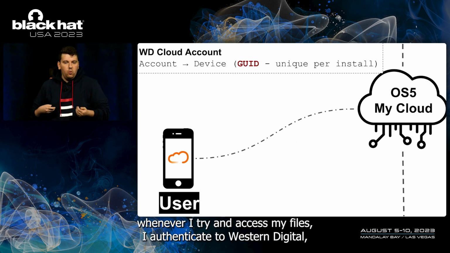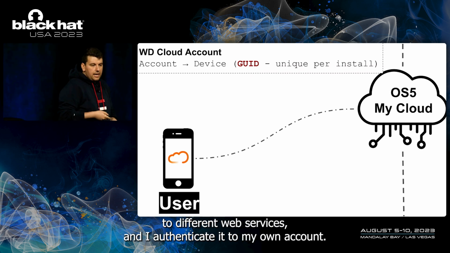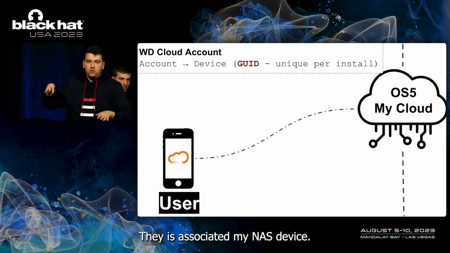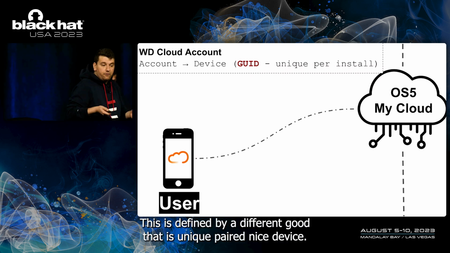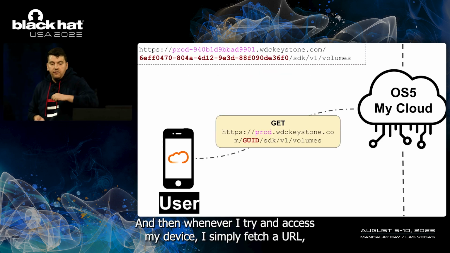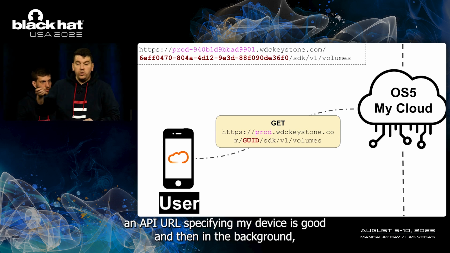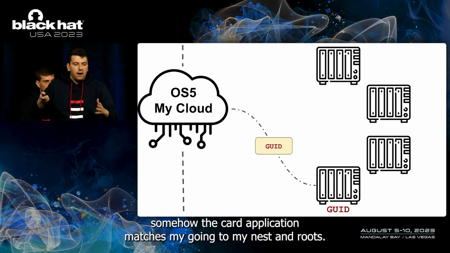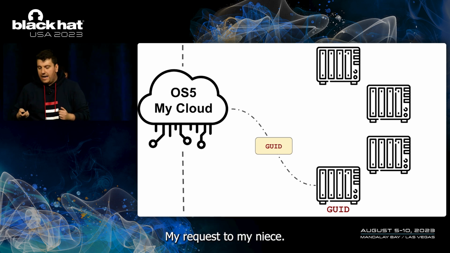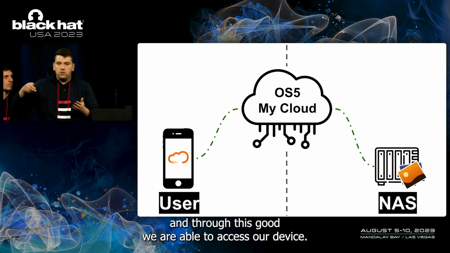Well, you see, whenever I try to access my files, I authenticate to Western Digital's different web services, and I'm authenticated to my own account. To my account is associated my NAS device, which is identified by a GUID that is unique per NAS device. And then whenever I try to access my device, I simply fetch an API URL specifying my device's GUID. And then in the background, somehow the cloud application matches my GUID to my NAS and routes my request to my NAS.